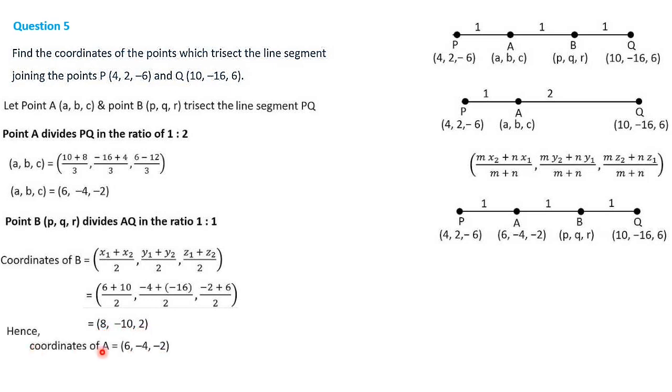Hence the coordinates of A we have calculated, that is 6, minus 4, minus 2, and coordinates of B is 8, minus 10 and 2.